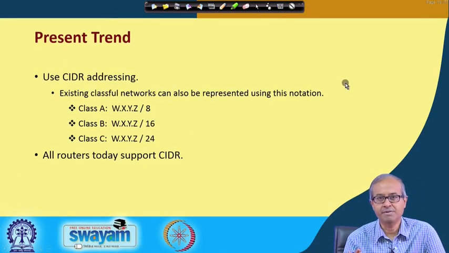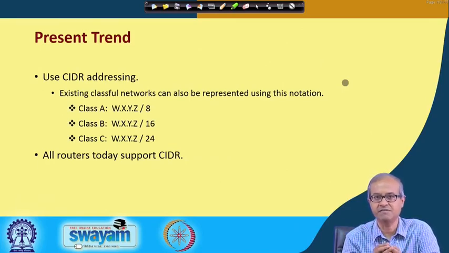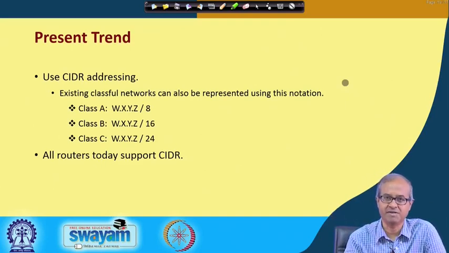And in fact, today almost all routers use this CIDR convention for addressing in their routing tables. Class A, B, C is no longer used because it is very wasteful of IP addresses. See, your organization may have only 10, 20, 30 computers, but you take a class C address, let us say, and you are blocking all 255 addresses. So, it is not very efficient in terms of utilization.